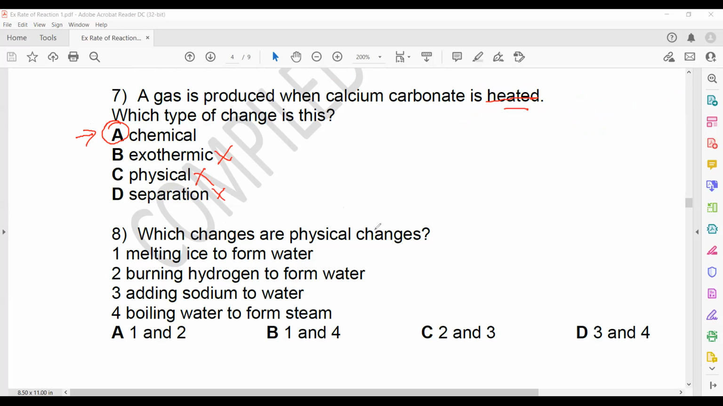Question 8. Which changes are physical? Melting of ice to form water. When ice melts to form water, there is no new substance formed. We call that a physical change. Burning of hydrogen to form water. Hydrogen forms water, so new substances form. It's a chemical change. Adding sodium to water, when sodium reacts with water, that's also a chemical change. Boiling water to form steam, that is a physical change. So 1 and 4, or B, is the right answer.